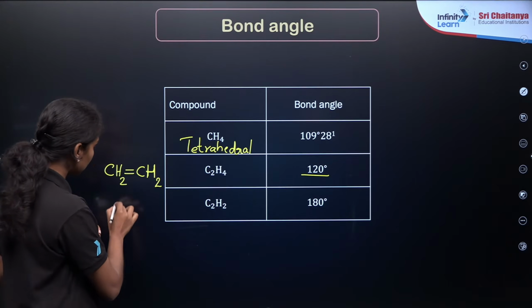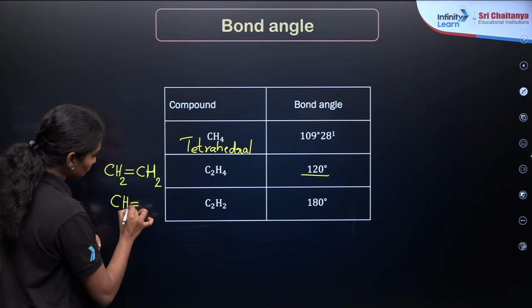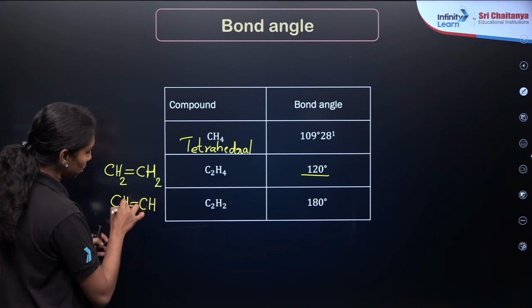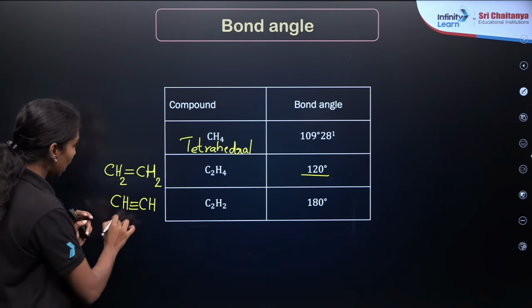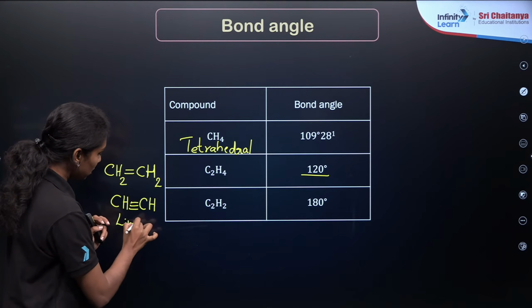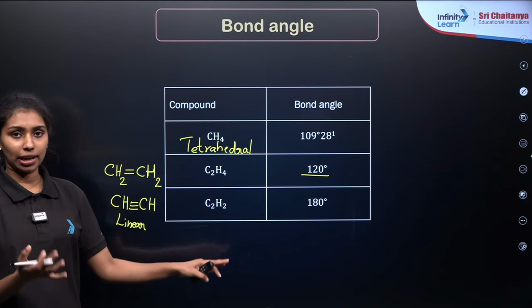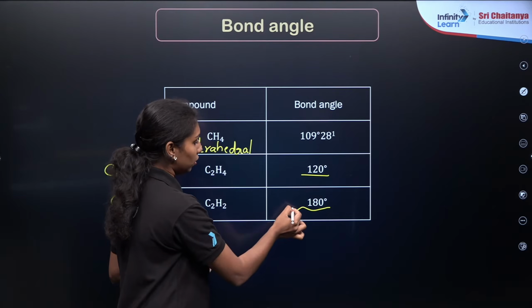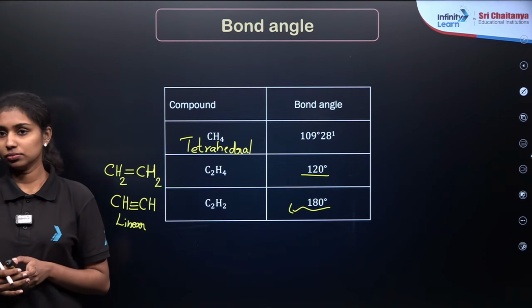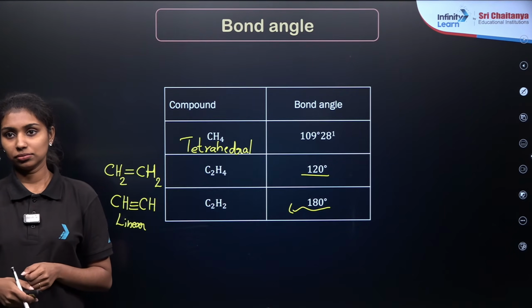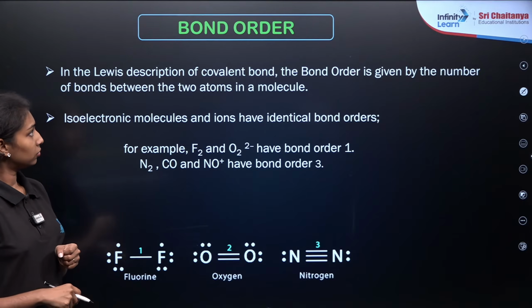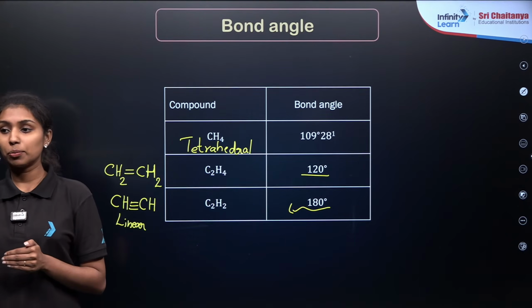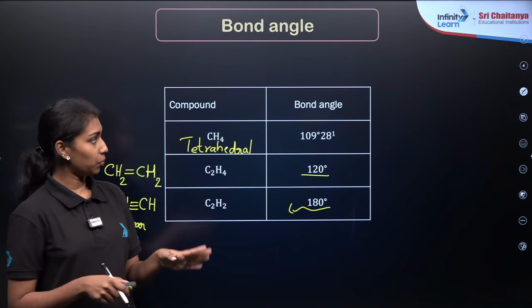Then C2H2 means it's an alkyne, right? Ethyne, having a triple bond in between the carbon atoms. So C2H2, CH triple bond CH. It will be having a linear shape. Linear shape means it will be having the bond angle similar to a straight line, that is equal to 180 degree. So this is all about the third parameter, that is the bond angle.